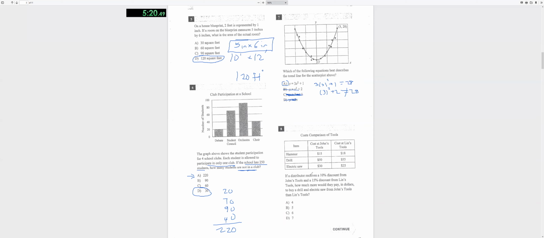Number 8, a distributor receives a 10% discount from John and a 15% discount from Lynn. How much would they pay in dollars to buy a drill and an electric saw? So the drill and electric saw would normally be $80 here and $80 there. So it's the same. All right, so $80, but minus 10% is minus 8.